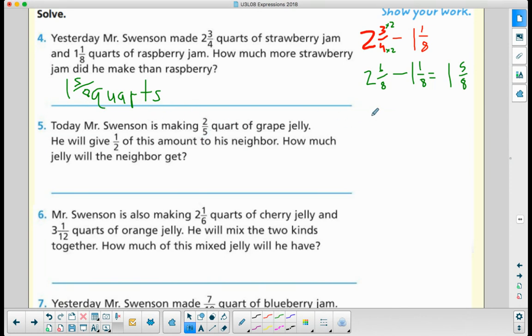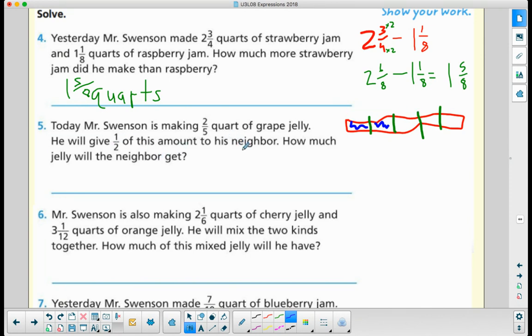He's making 2/5 quarts of grape jelly. So if I draw an entire quart, or a bar for an entire quart, and partition it into fifths, and shade in 2. So that's how much he made. He made 2/5 of a quart.